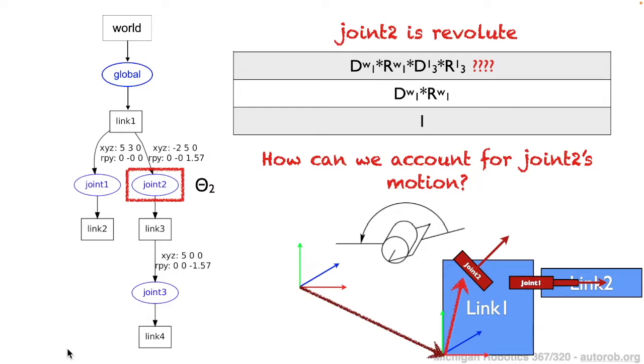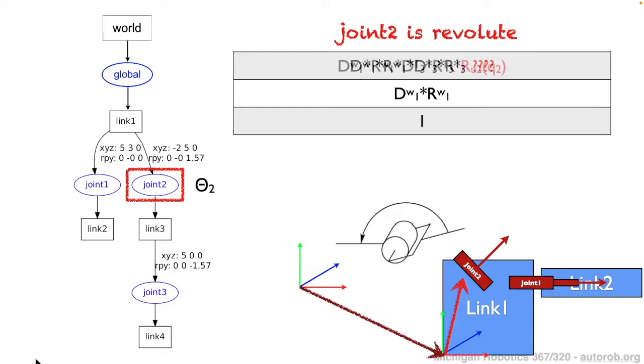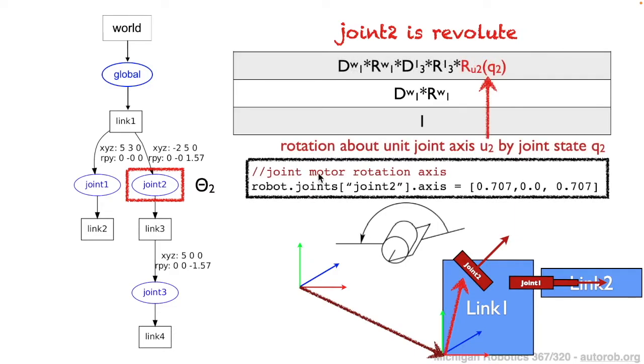And so what we want to now do is consider how we can account for joint 2's motion within our forward kinematics. In this case, we need to be able to define a rotation matrix that's going to consider the axis of rotation, which is defined by this u sub 2 for joint 2, and the current state of this particular joint, which is q2, representing the amount of rotation about this axis that the joint is currently configured in.